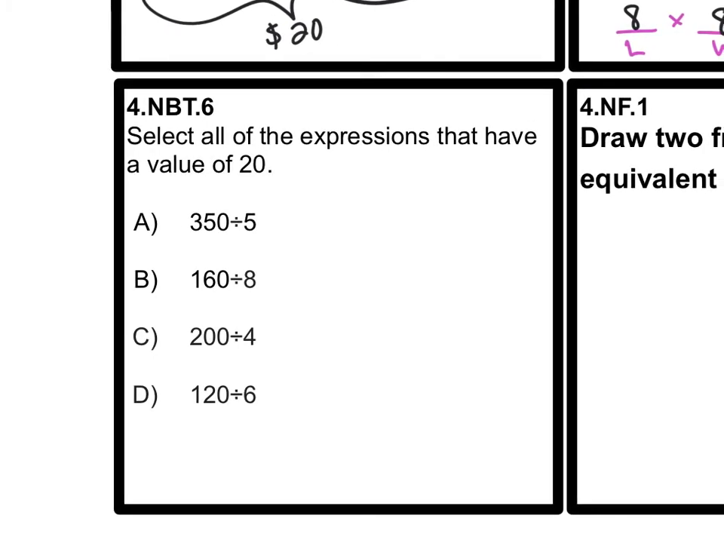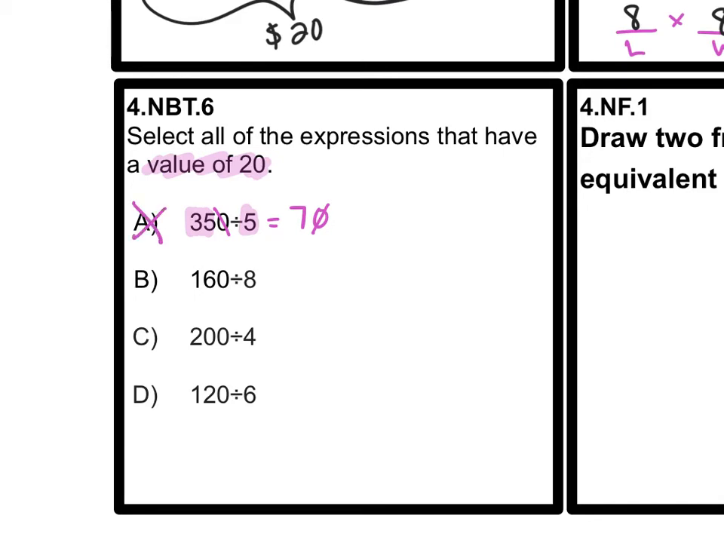Halfway through, friends. Select all the expressions that have a value of 20. This is the part that might trick some students. The value of 20 just means that the answer has to equal 20. Let's take a look at the first problem: 350 divided by 5. I could do this the long division way, or I could pull out that this is 35 divided by 5 with a placeholder 0 at the end. So 35 divided by 5 is 7, with that 0 at the end is 70. Because the quotient is 70, this is not going to work.